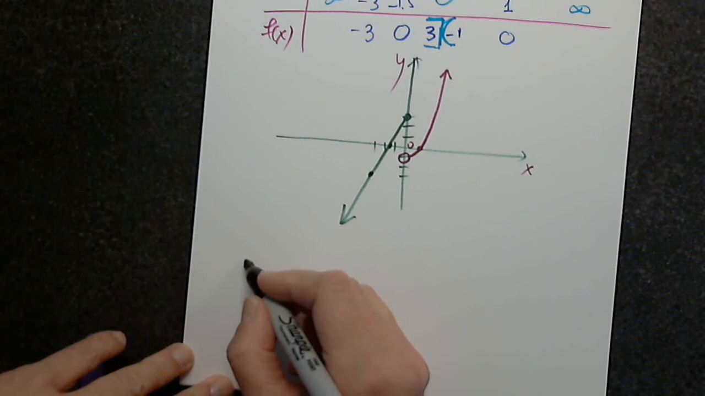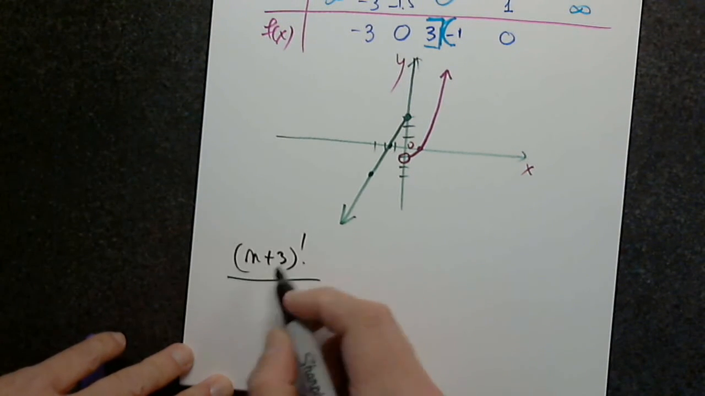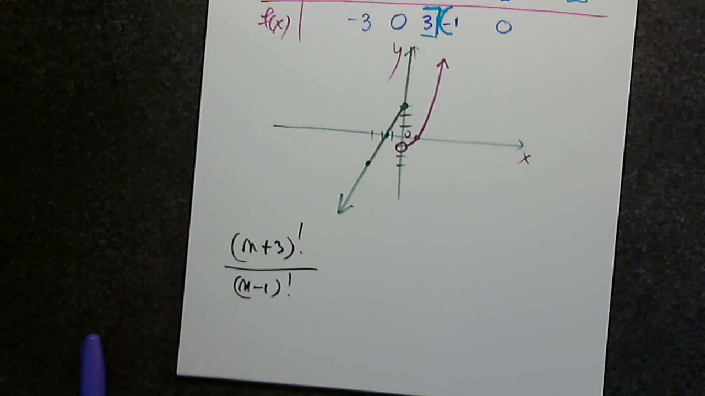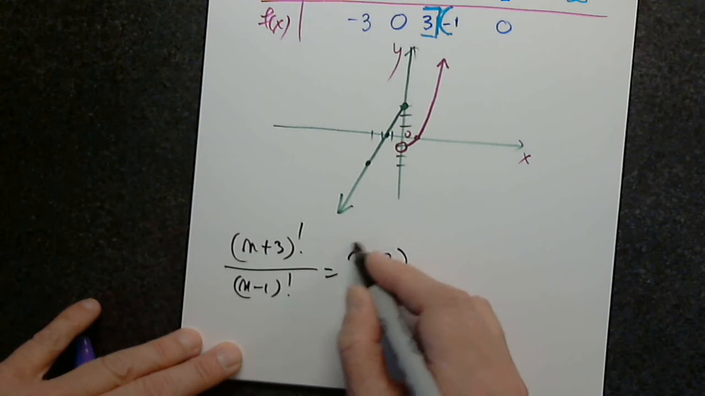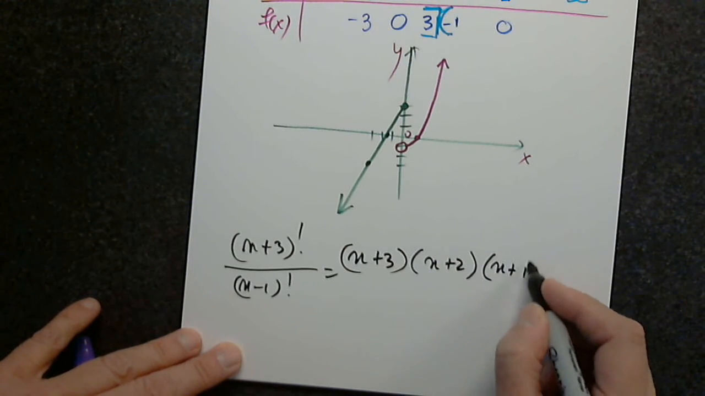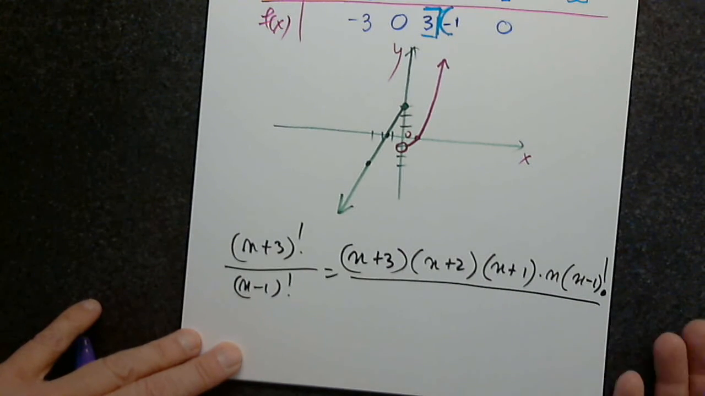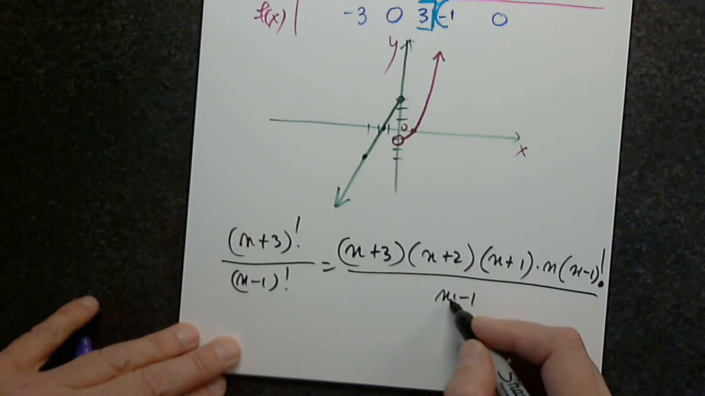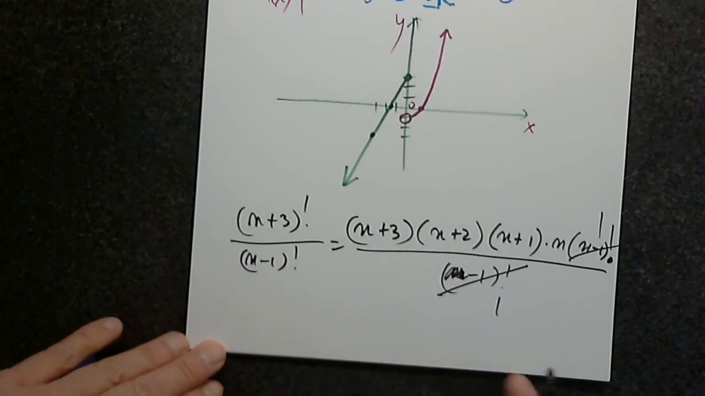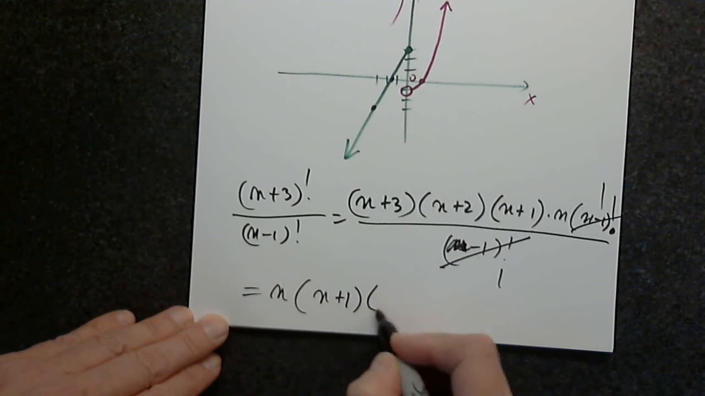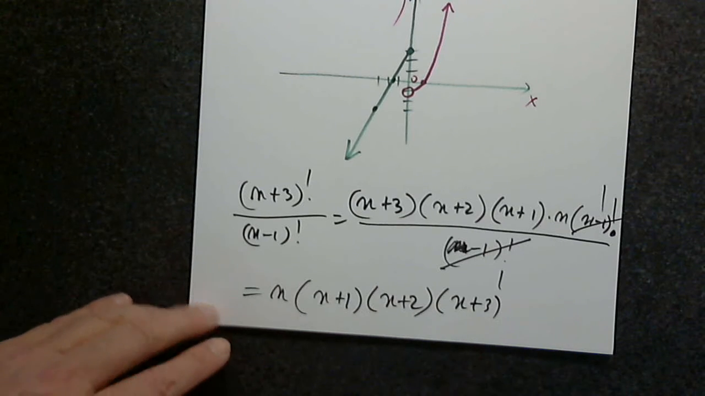Okay, let's do both. So let's say n plus 3 factorial divided by n minus 1 factorial. In order to simplify this, I have to ask myself which one is bigger, and the top is bigger. N is a natural number. So I start with n plus 3, then n plus 2, then n plus 1, then n, and then n minus 1 factorial. I stop at n minus 1 factorial because the denominator is n minus 1 factorial. Then I simplify. You do not have to multiply or distribute or expand. Just write it as n, n plus 1, n plus 2, n plus 3. That's good enough.